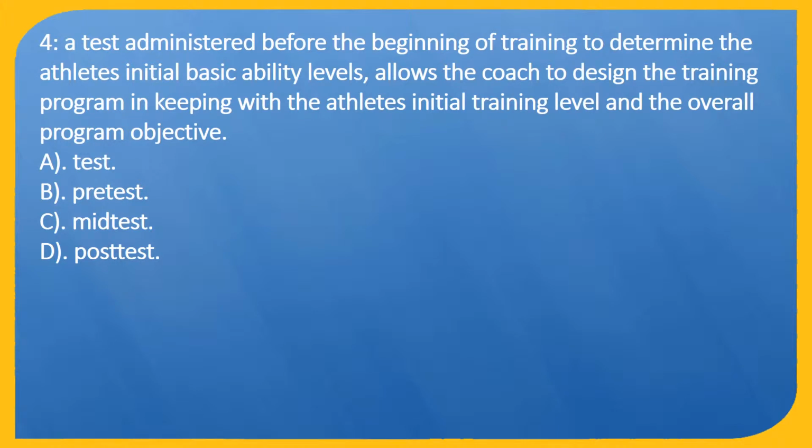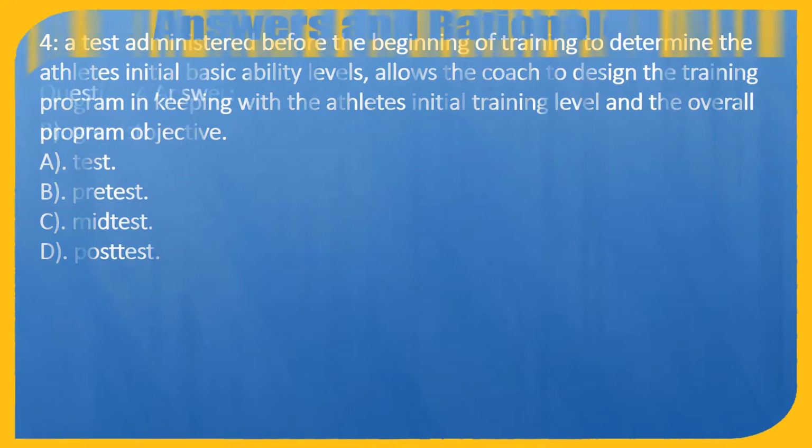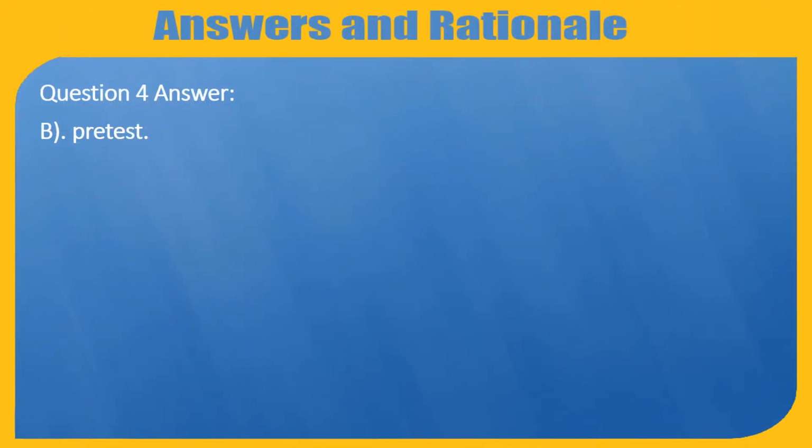Question 4: A test administered before the beginning of training to determine the athlete's initial basic ability levels, allows the coach to design the training program in keeping with the athlete's initial training level and the overall program objective. A. Test. B. Pre-test. C. Mid-test. D. Post-test. Question 4 answer, B. Pre-test.